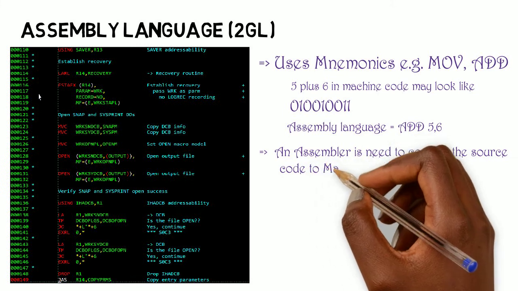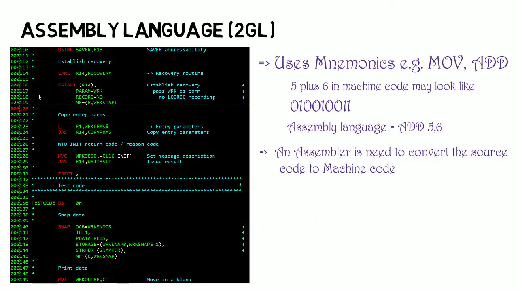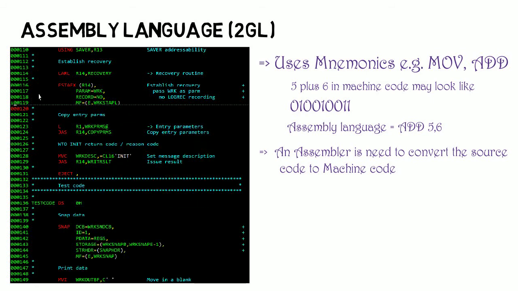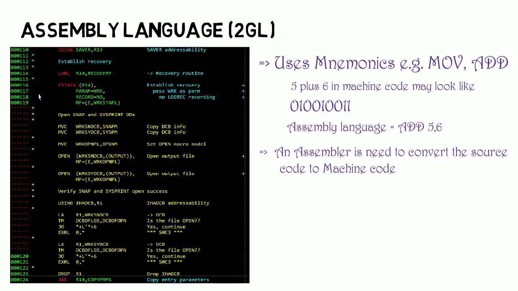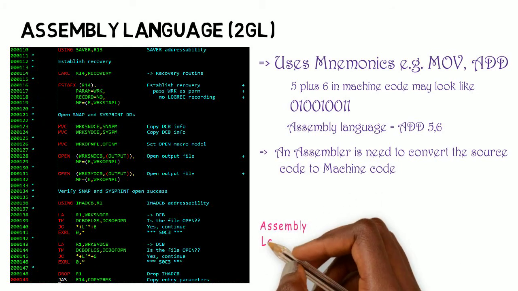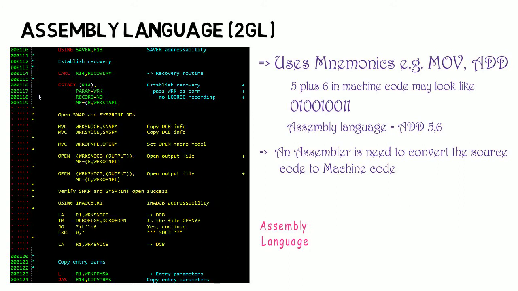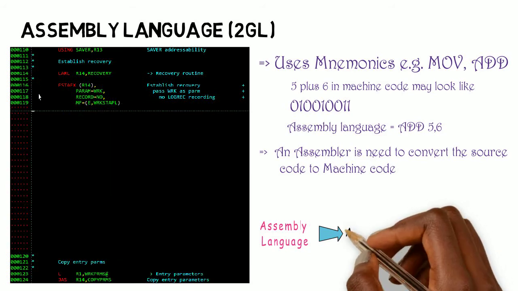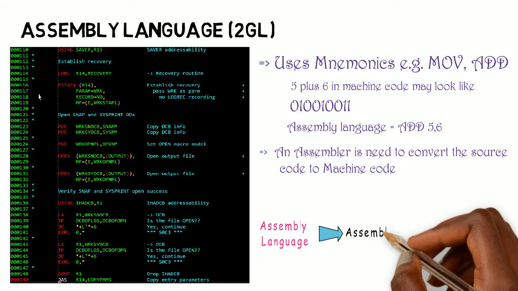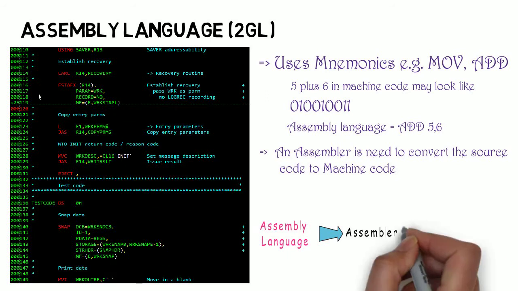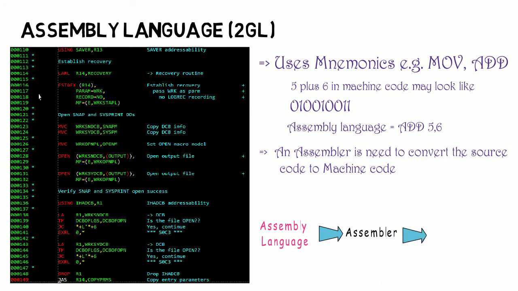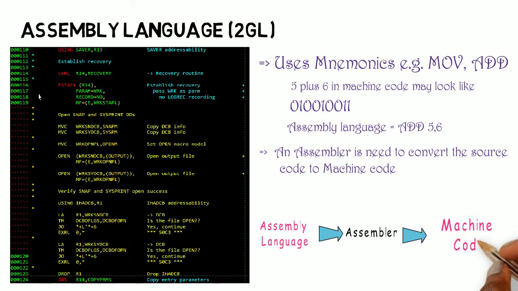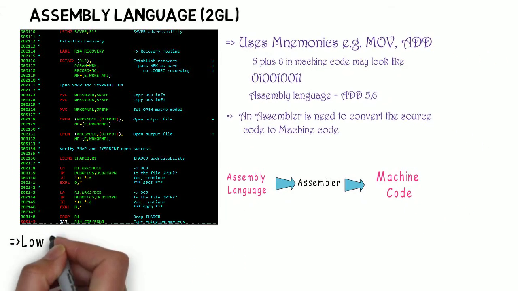But remember, we said a computer only understands one language, and that language is the machine language or the machine code. So what happens to programs written in an assembly language? We therefore need a translator to decode the program from an assembly language to a machine language, and that translator is known as an assembler. An assembler therefore sits between a machine code and the assembly language and translates the assembly language to machine code so that the CPU and other hardware components can actually understand.